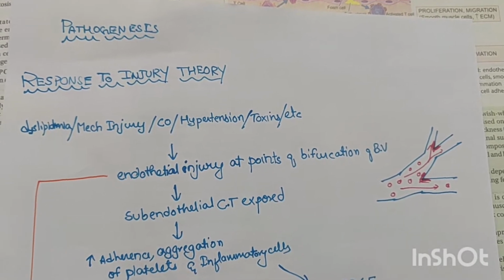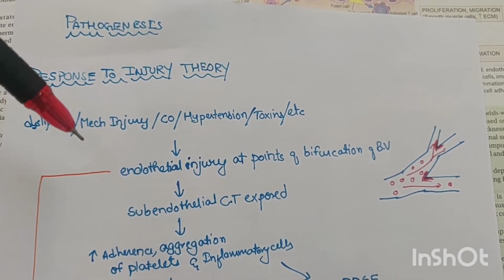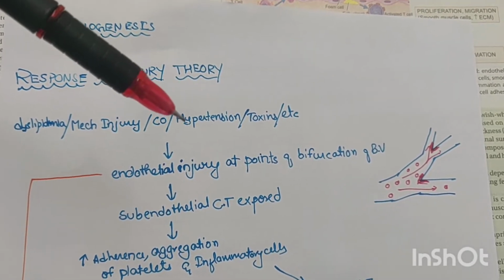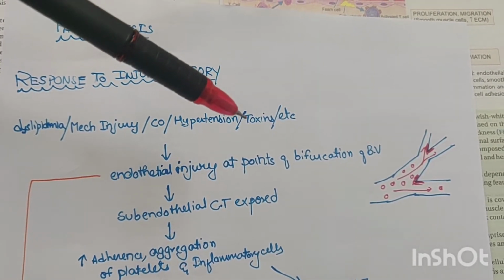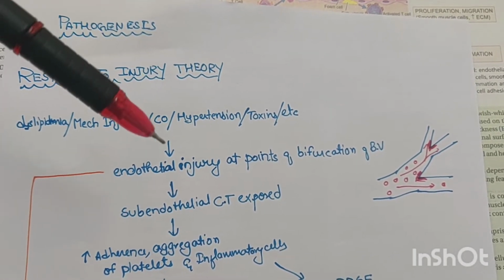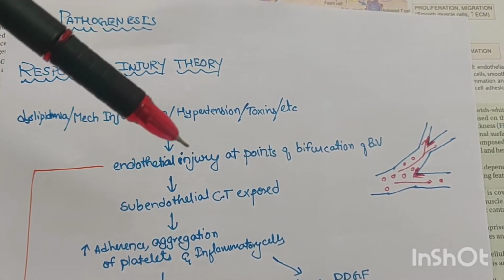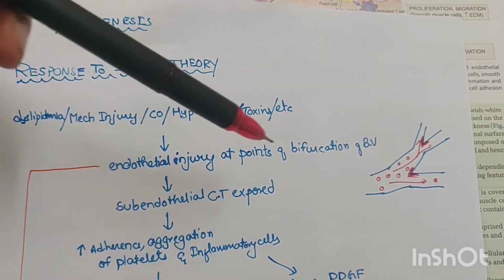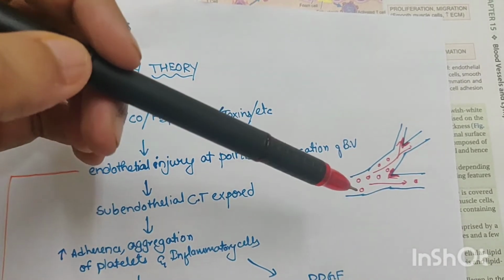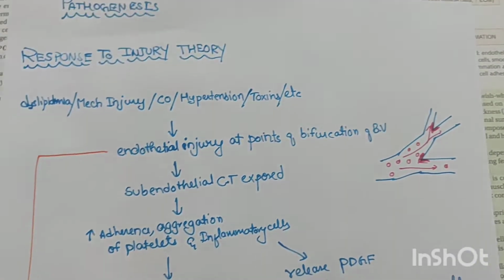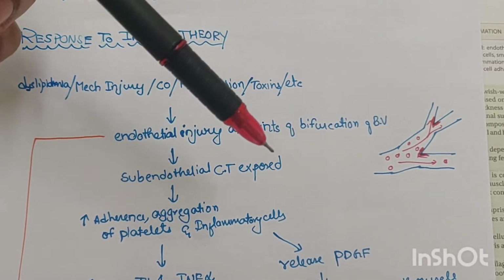So what happens in this theory is whenever there is dyslipidemia, or any mechanical injury, or carbon monoxide levels are high, or hypertension is there, and toxins are present, etc. These are the etiological causes which can cause damage to the endothelium of the blood vessels at the point of bifurcations. Like you can see, whenever the pressure is high, it can cause injury at the bifurcations. So the subendothelial connective tissue gets exposed.